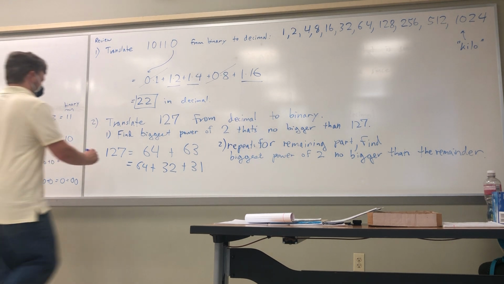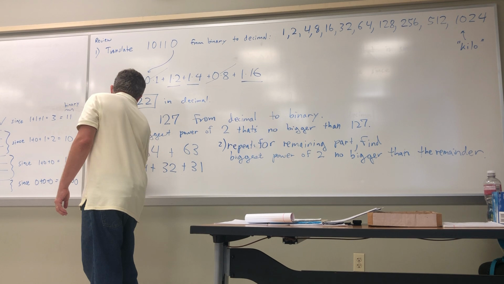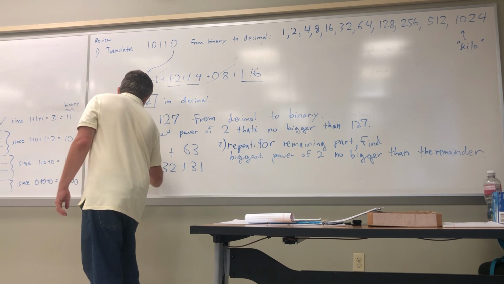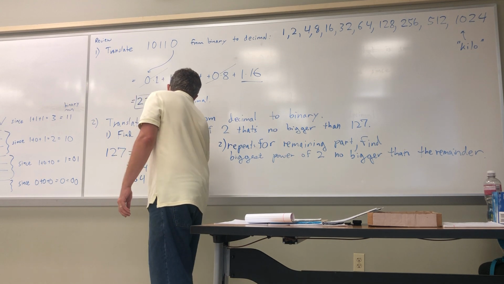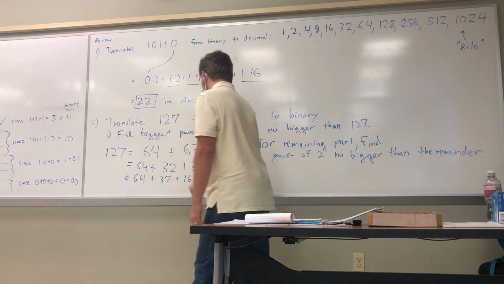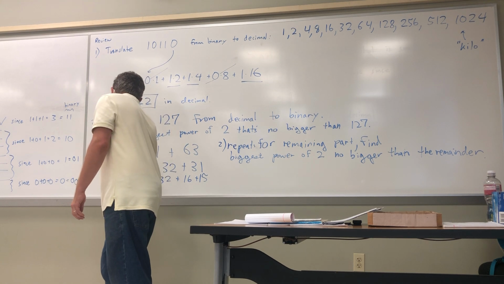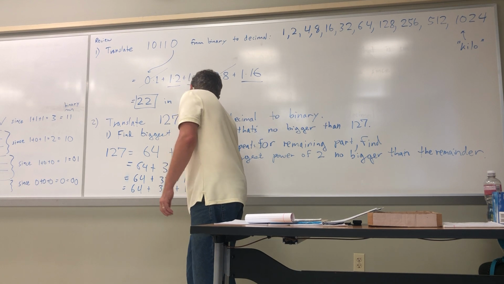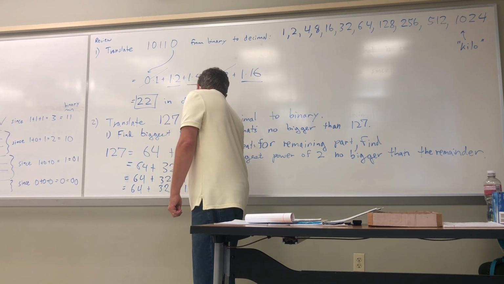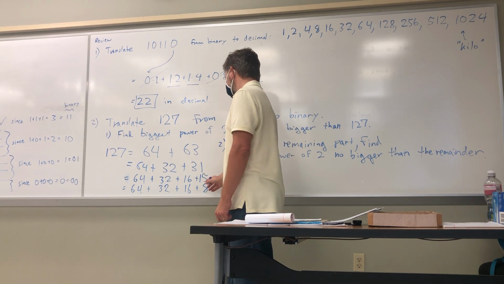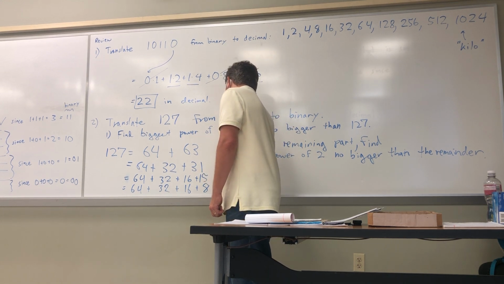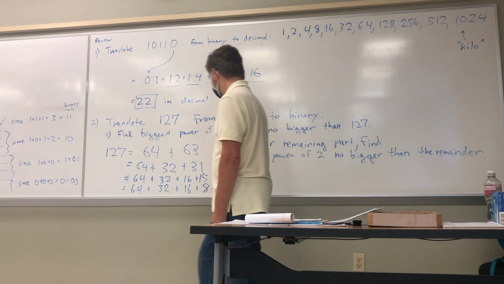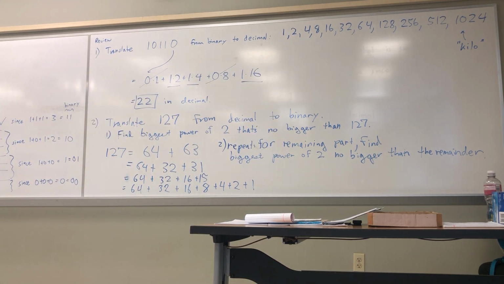So you keep on repeating this and you get 64 plus 32 plus 16 plus 15, that's the 31. And then 64 plus 32 plus 16 plus 8. Okay, I'm just going to finish that off. The 15 is 8, but then you could do plus 4 plus 2 plus 1. You could do 8 plus 7, but then I did it in my head. 7 equals 4 plus 3, but that's 4 plus 2 plus 1.